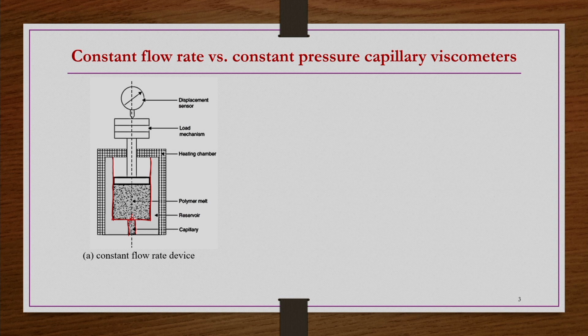So, at the bottom you can attach a capillary, right. To this container a load mechanism is provided, so that you can provide certain pressure or certain load, so that you get the required flow rate, right. This is one mode of operation. So, now you apply certain load and then you get obviously certain flow rate, right.